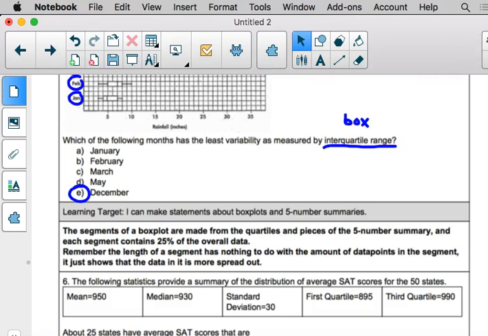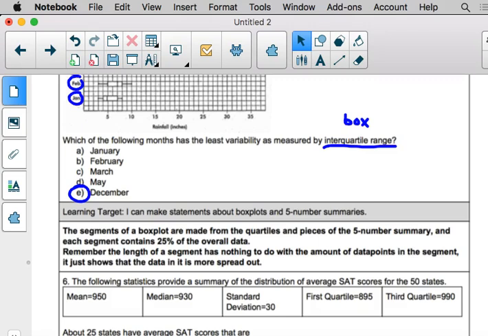All right, the next learning tracker. So this one is a huge, huge idea, being able to discuss box plots. I see this pop up all the time on multiple choice questions. So the segments of a box plot are made from the quartiles and pieces of the 5-number summary, and each segment contains 25% of the overall data.